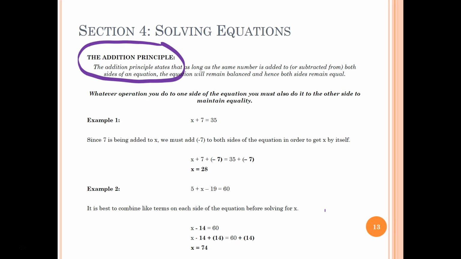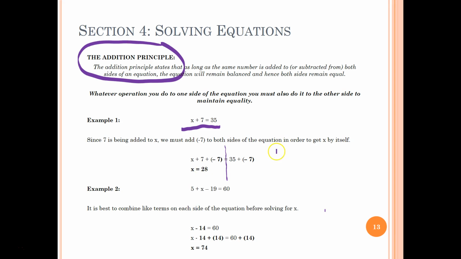So if you notice the example we have here in example 1, x plus 7 equals 35. Since 7 is being added to x on the left-hand side of the equation, what we can do is subtract 7 from both sides so that we can get x completely by itself. When we subtract 7 from both sides, we get x equals 28.